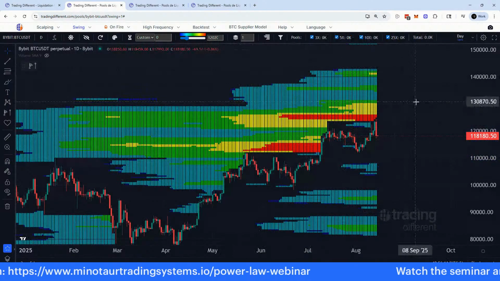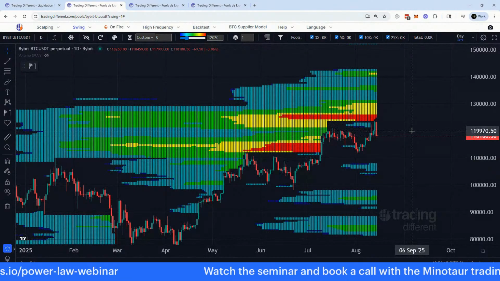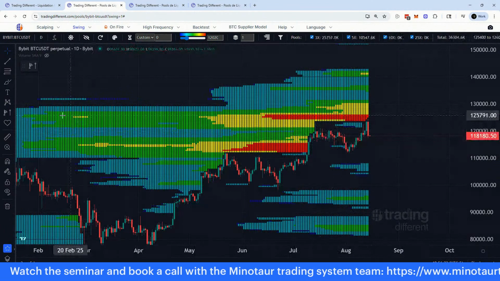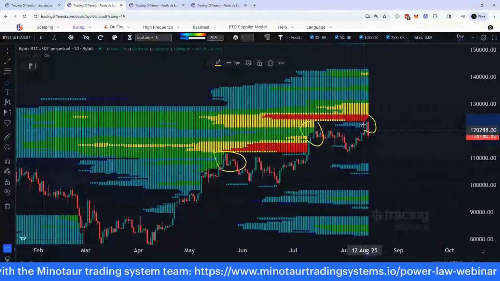But the good news is, I always tell traders and investors, don't watch the market because it's going to chop you up. Just pay attention to what they're doing. They're still displacing. It's not done.